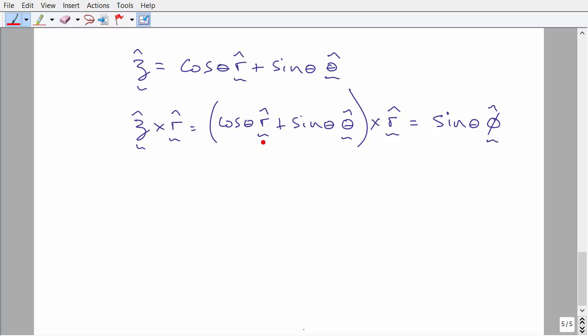Alright, so when you look at this cross product, the cross product of r hat with itself is 0. The cross product of theta hat with r hat is phi hat. This is from the right hand rule. If that doesn't make sense to you, you need to come and talk to us. And so we pick up this sine theta phi hat term. So when we substitute that cross product back into our expression for the dipole potential, we get the following result.